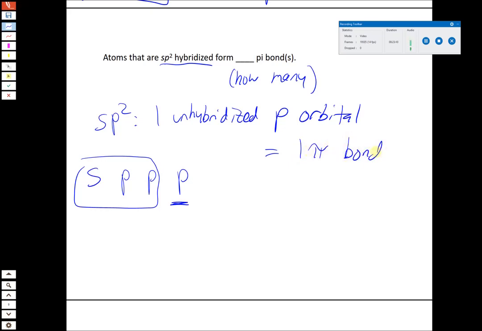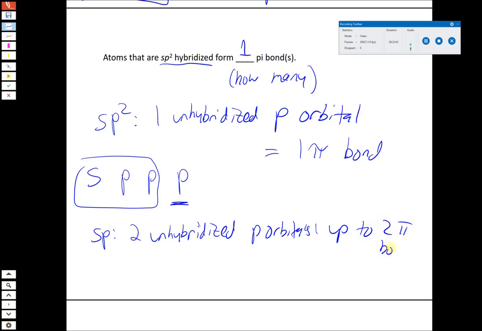There are AX2 structures that don't have pi bonds, so that's where this question is maybe not worded as precisely as it could be, but it would make at most 1 pi bond, so the answer we were looking for here was 1. So to follow up on this same concept, with sp you have 2 unhybridized p orbitals. That means you have up to 2 pi bonds. sp2 has up to 1 pi bond.